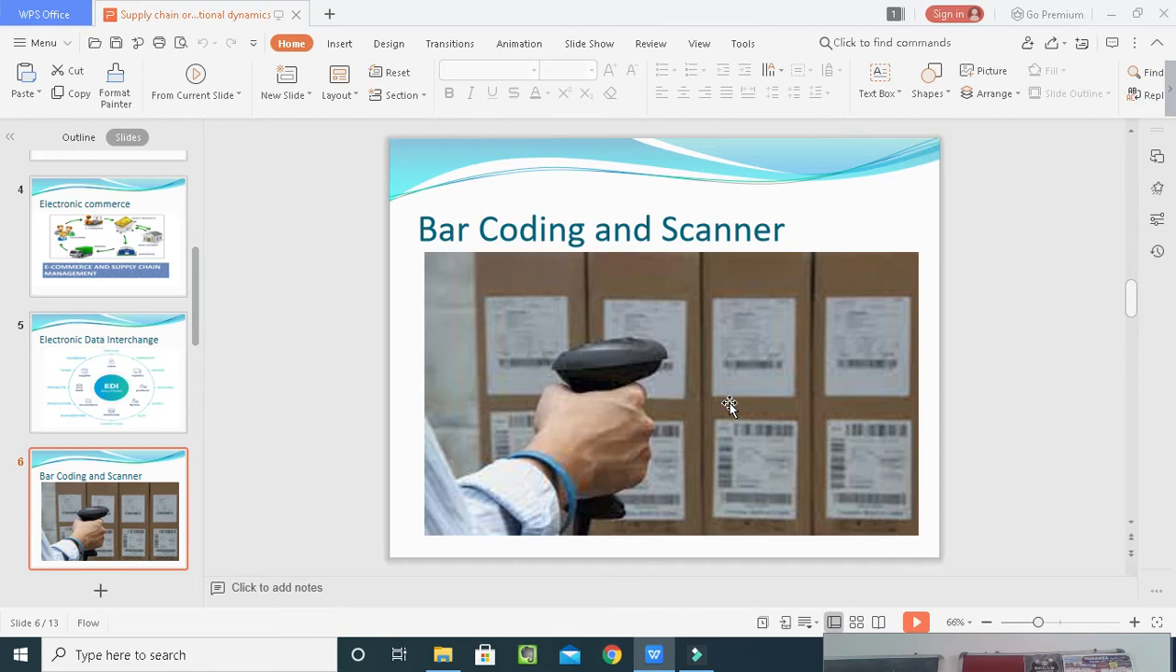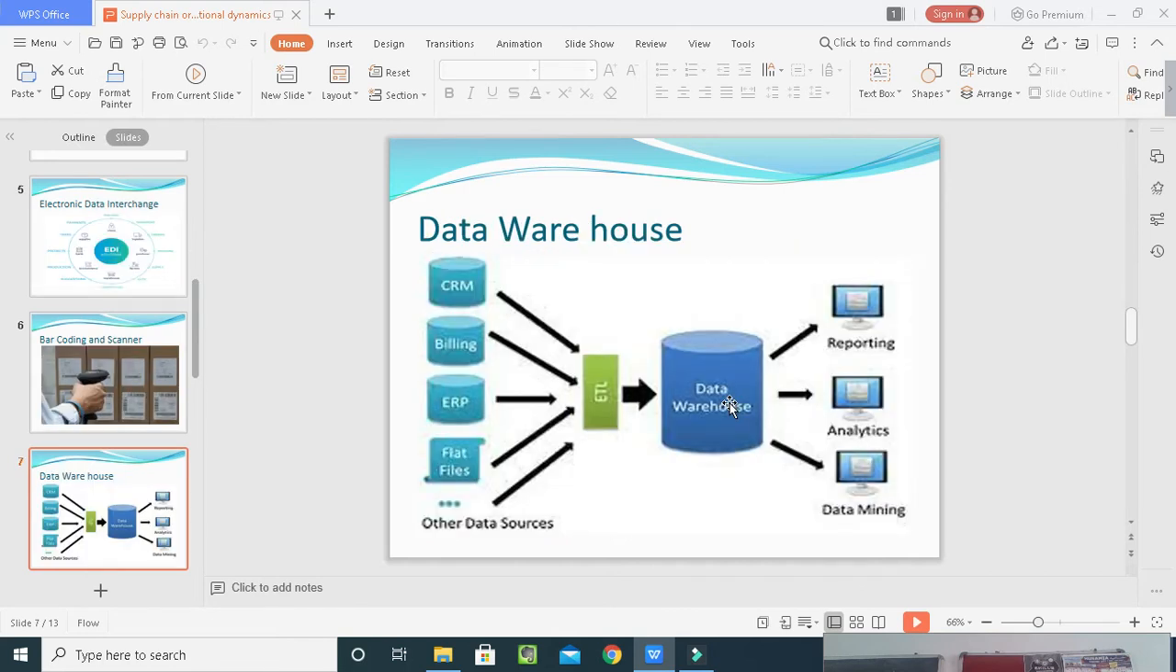So with the help of barcoding, you can see in the picture that they are scanning the barcode and they are able to identify which product is there, when the delivery is, to whom we have to deliver it, at what time, at which cost, and every detail will be there in this electronic barcoding.